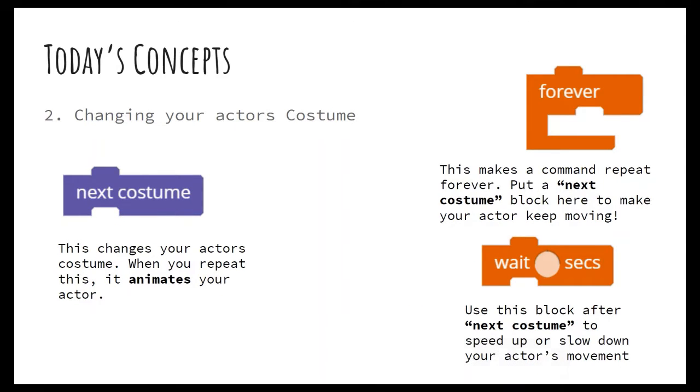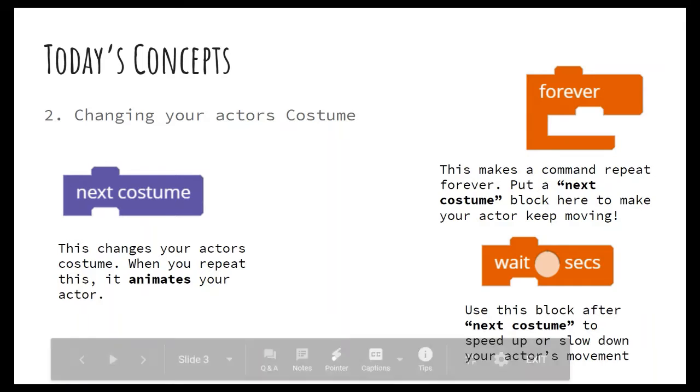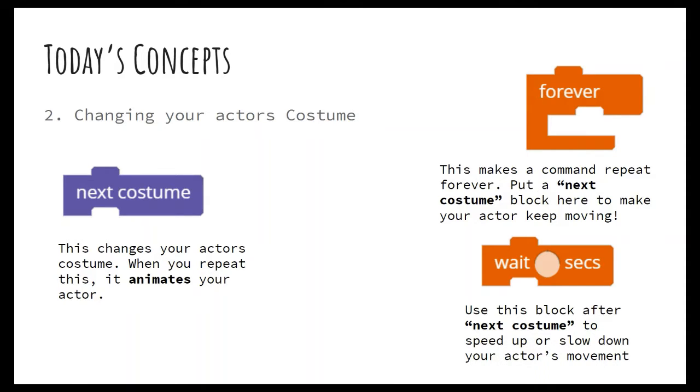Our second concept is animation, and we change animation by using this next costume block. Each actor in Tinker in your game design program has several costumes, and if you continue to repeat those costumes over and over again, it makes your actor look like it's moving across the screen, or just moving or dancing like we used yesterday. You'll use this repeat or loop here to make your actor keep moving. So they'll keep changing costumes over and over again, which will give the appearance of your actor moving. This is the same way that animators make characters move in cartoons, okay?